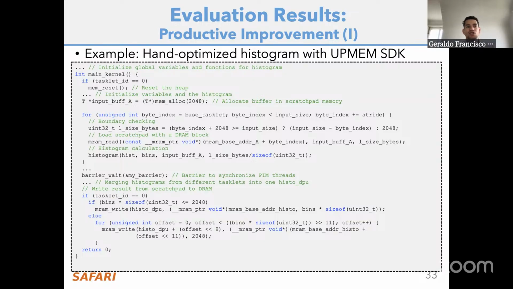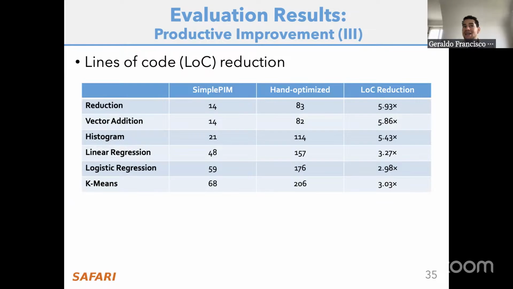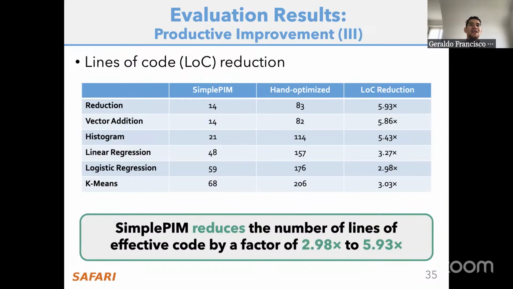Here I briefly show the code for a hand-optimized histogram implemented in the PIM benchmark. You don't need to understand this code, but you can see it has many lines of code. By using SimplePIM and the 3 APIs that I described earlier, we can significantly reduce the number of lines of code required to implement the same histogram. Here I tabulate the lines of code reduction for those 6 real-world applications. As we can see, SimplePIM reduces the number of lines of code significantly, from almost 3 times to almost 6 times for those workloads, hence improving programming productivity.